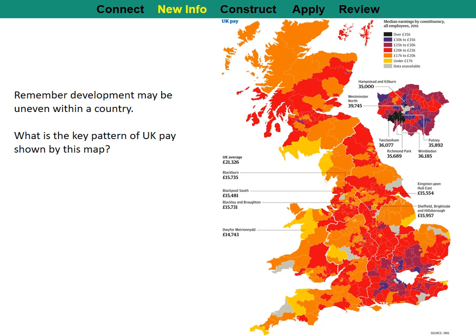So just another little point here, just to remember, because obviously we've been looking at that world map of HDI and thinking about a whole country, but don't forget that within a country, development can be very, very uneven. And just interesting, we'll look at this stuff a bit later on in the unit when we look at the UK. But if you look at this map here, this is the average earnings of people across the UK.